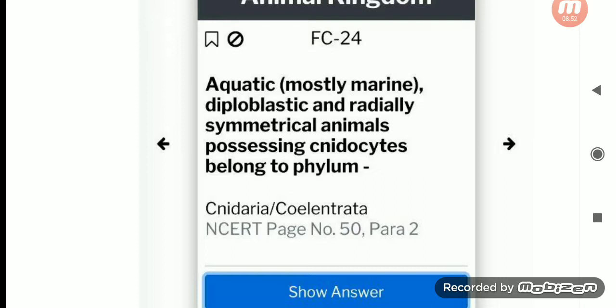Aquatic, mostly marine, diploblastic and radially symmetrical animals possessing cnidocytes belong to the phylum Cnidaria or Coelenterata.